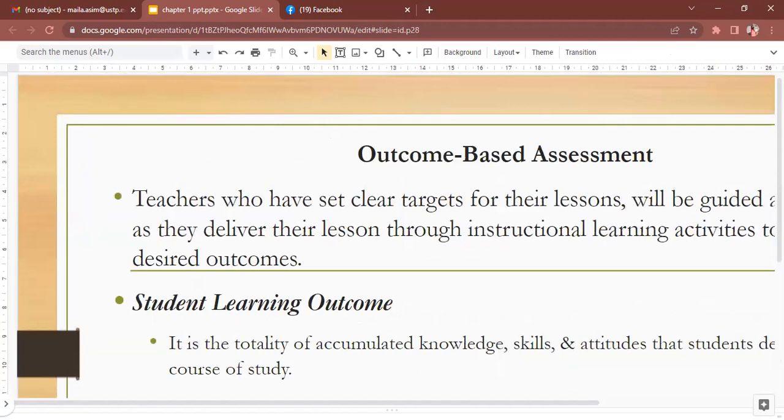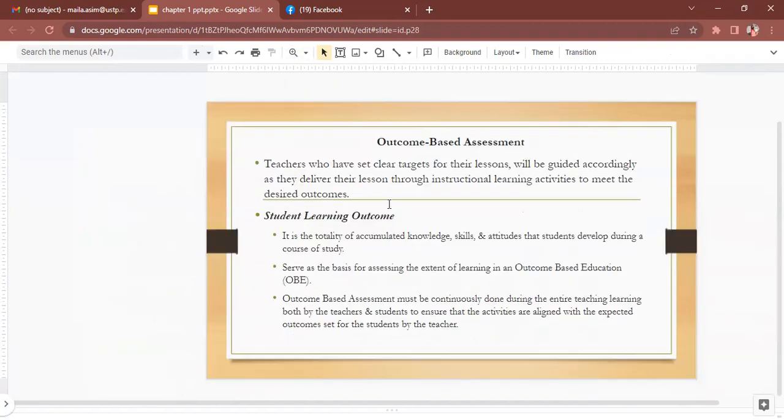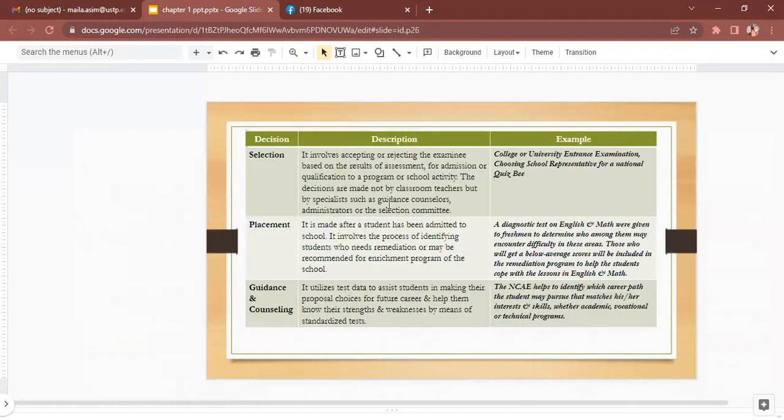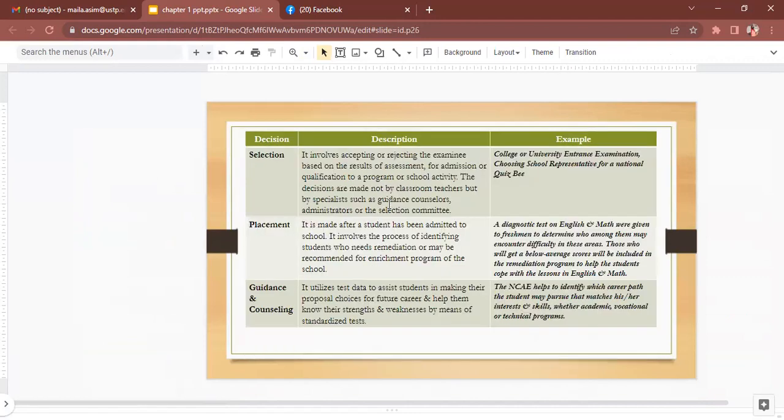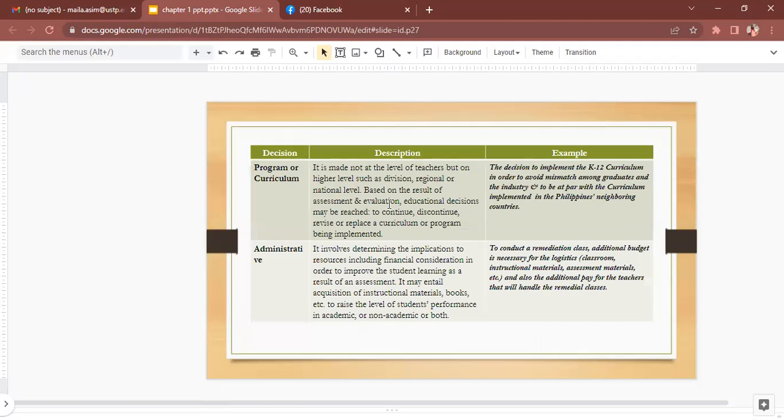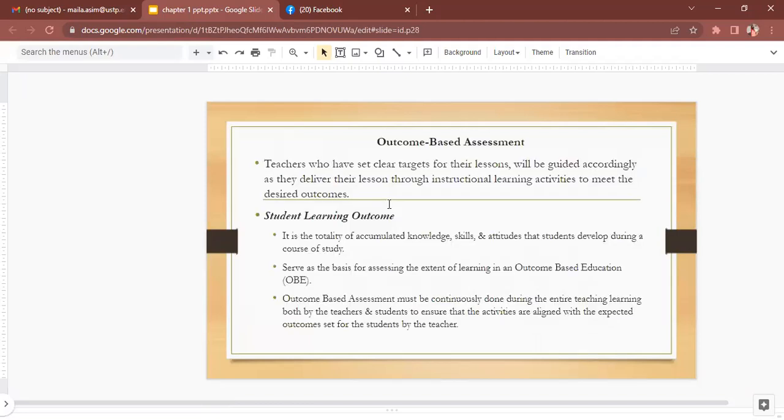So those are the different educational decisions that should be kept in mind, no? Nga atong kinahanglan tandaan para easier for us to have this assessment inside our classroom. So we have the instructional, the grading, diagnostic, selection, placement, guidance and counseling, program or curriculum evaluation, and administrative. So those are kinahanglan ninyo dyan matandaan, ha? So if you have questions about the different educational decisions, please don't hesitate to ask.